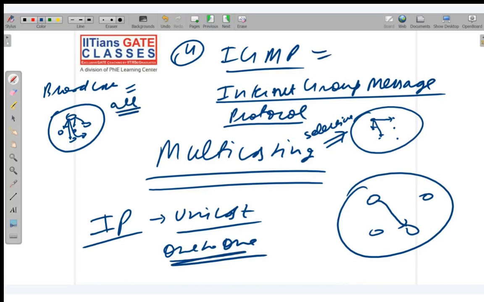Yeah. So take a snapshot. I will jump to the next slide. So now we are left with only two protocols. So network layer is over. Only two protocols we are left with. That is your TCP and UDP. Take a snapshot. I will jump to the next slide.